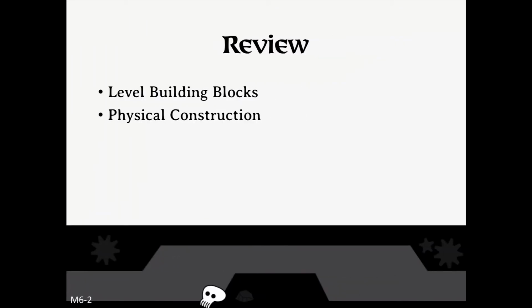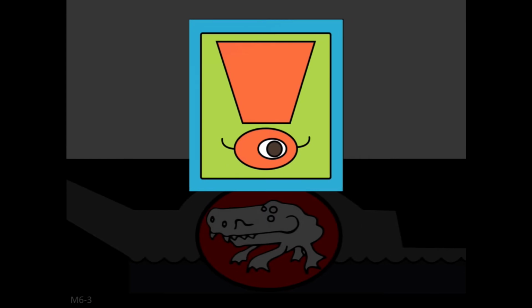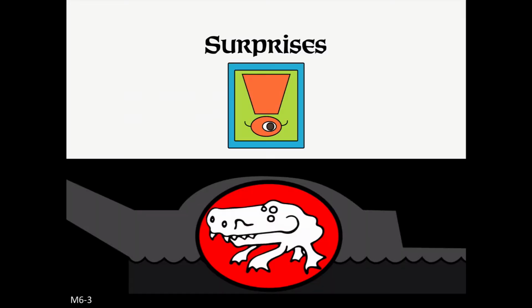In the last module, we covered physical elements, details for the construction of gameplay spaces. Now we're going to learn about surprises, techniques that can help make our level designs unique and interesting. We define surprises as variations on the regular gameplay, included by level designers specifically to create more variety.